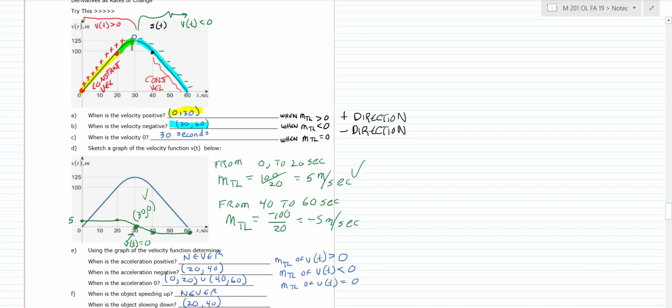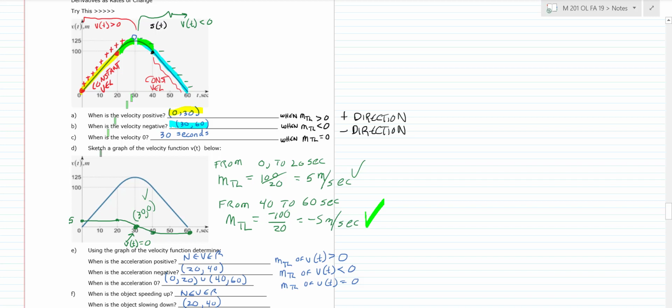Okay? Then you have a constant velocity from 40 to 60. Again, the rise is down 100. The run is 20. So down 100 over 20 would be negative 5 meters per second. So from 40 to 60, you have a horizontal line like that. Okay, and then in this little piece right here, you have a negative velocity. But once it gets to 40, then it becomes constant. Okay, so that's how that goes.